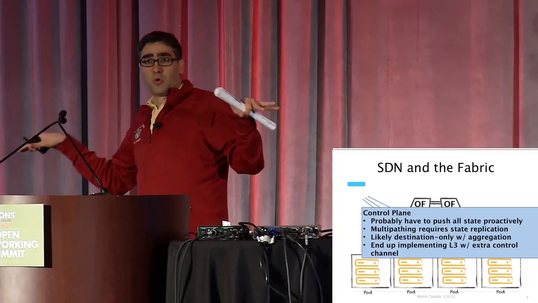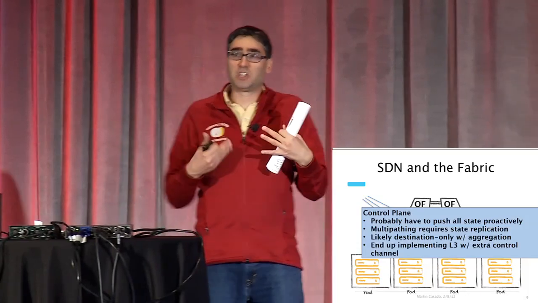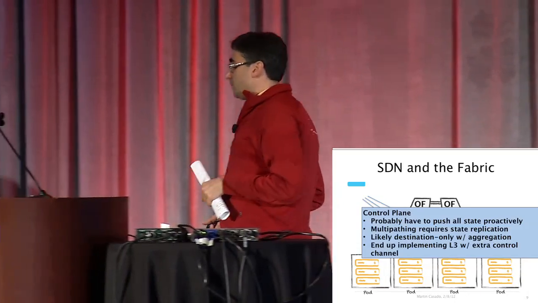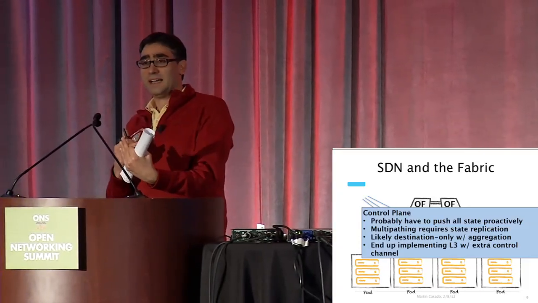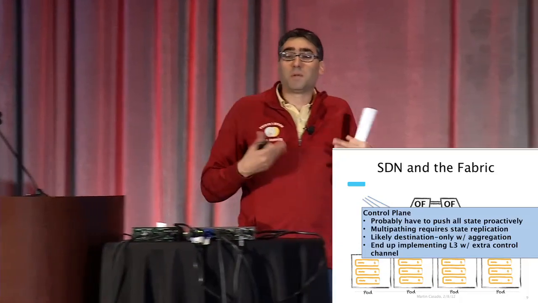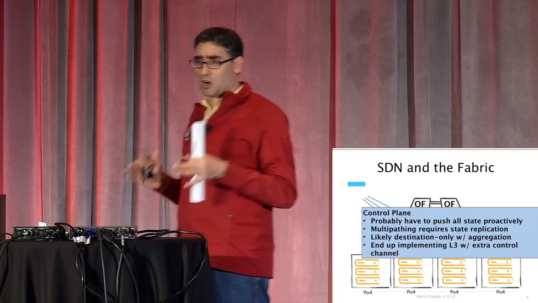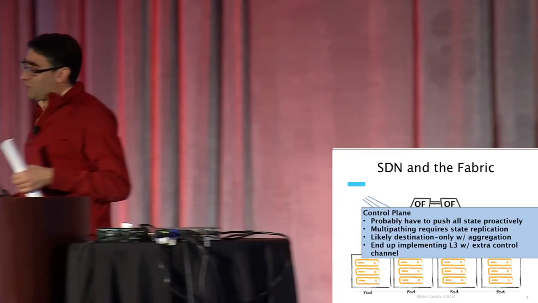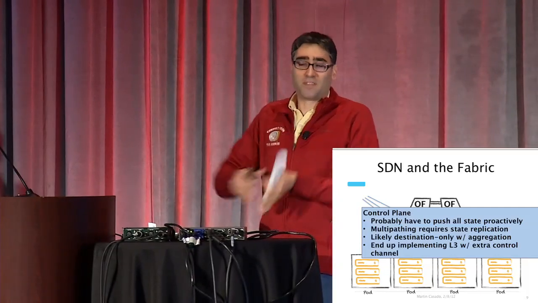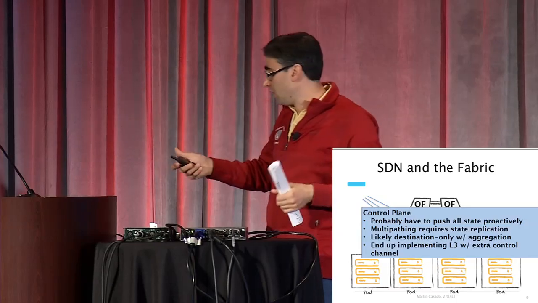Often to take advantage of these more rich topologies, you've got to use multipathing, which means if I'm going to try and put any state there, any policy or QoS state, I have to manage it as things move around, I've got to replicate it. If you want to minimize the forwarding tables and the size of the lookup, you probably want to do kind of destination-only forwarding with aggregation, right? And this is probably the simplest hardware for the problem of building a fabric. And so what you end up with is something that looks an awful lot like L3, but now I've got this kind of distributed control channel, or this remote control channel I've got to maintain as well.